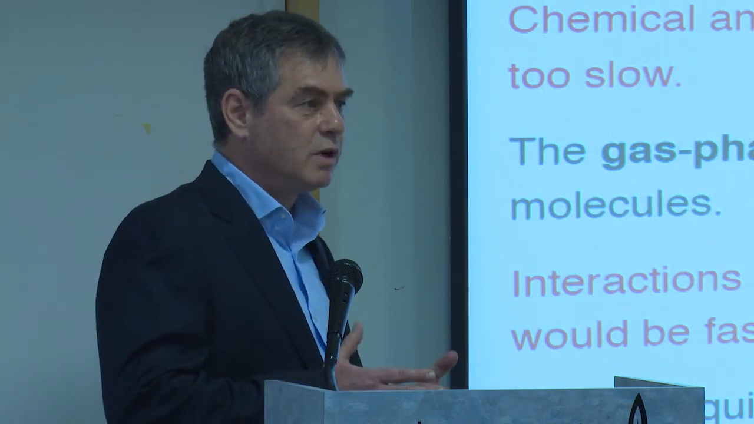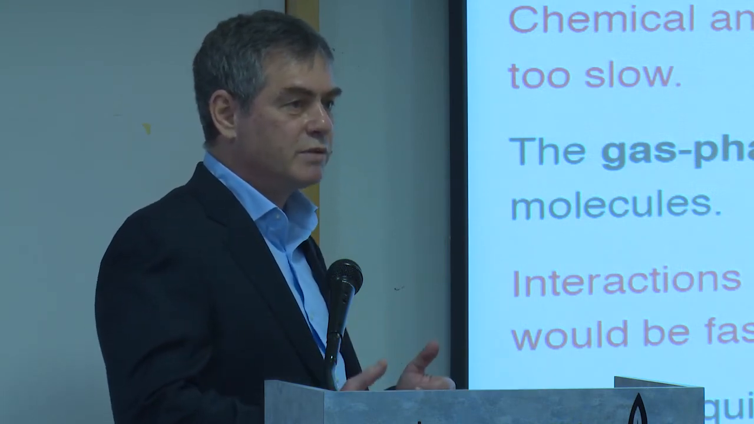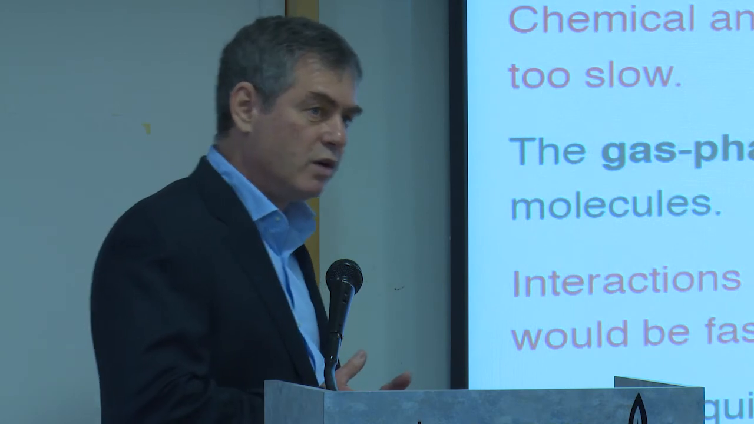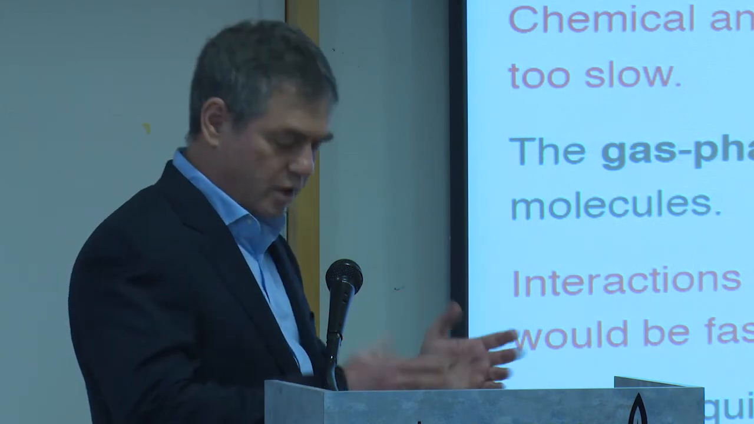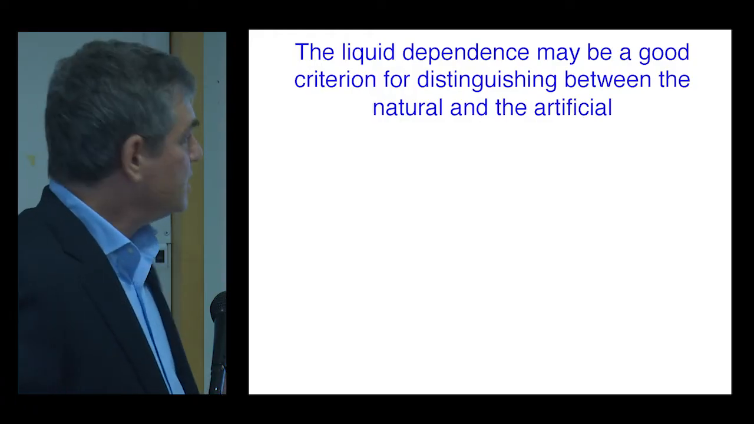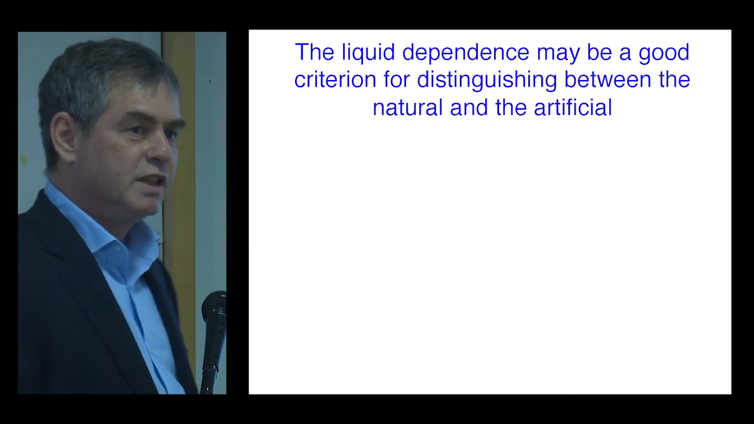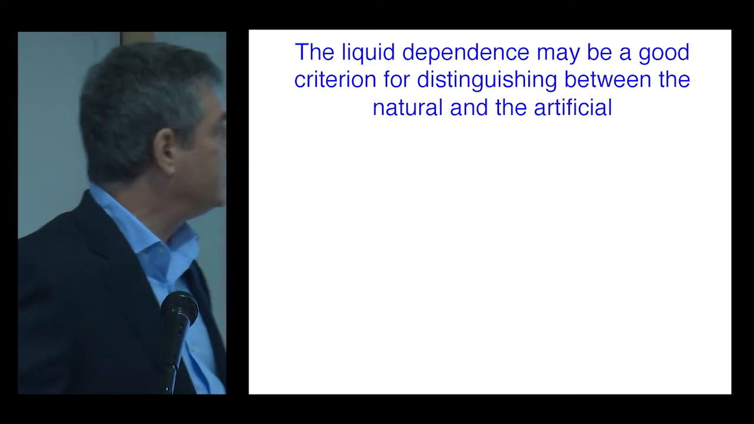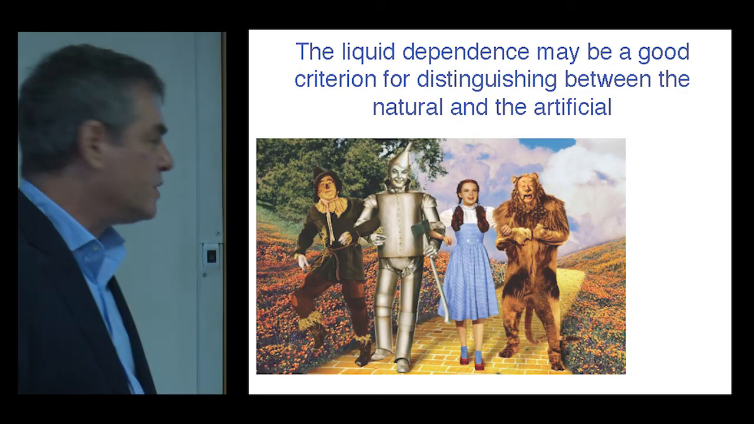And whenever we think about a liquid, we should think about the window of temperatures. Beyond 100 degrees, it would become a gas. Below 100 degrees, it would become a solid. So we have some window with which we can produce lives. So this liquid dependence, from my perspective, from other people's perspective, is a good criterion for distinguishing between the natural and the artificial. And we can use this as a demonstration.